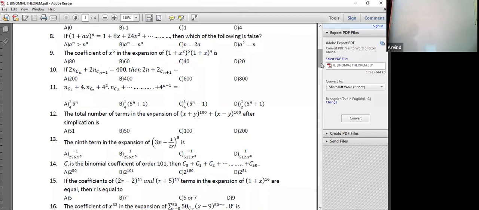So the question that they've given is 2n Cn minus 1 plus 2n Cn plus 2n Cn minus 1 is equal to 400. Then what is the value of 2n plus 2 Cn plus 1? Yeah, this is what. Okay, now please observe this question.